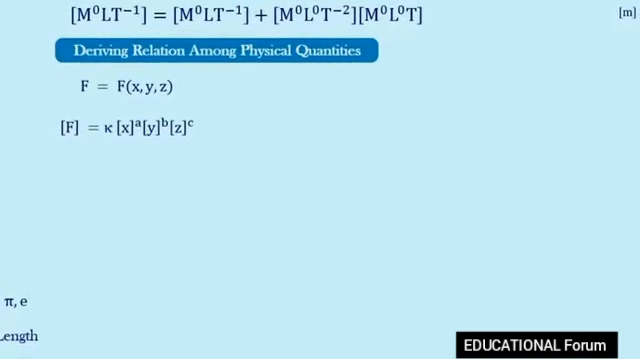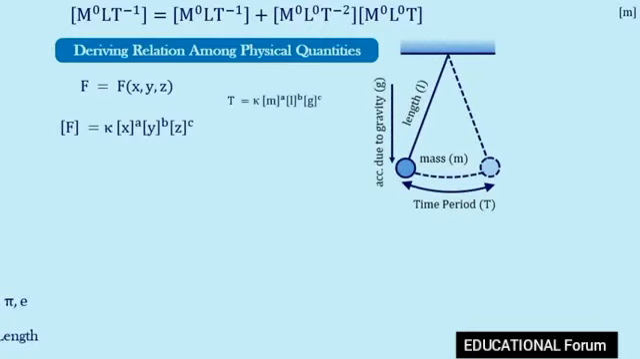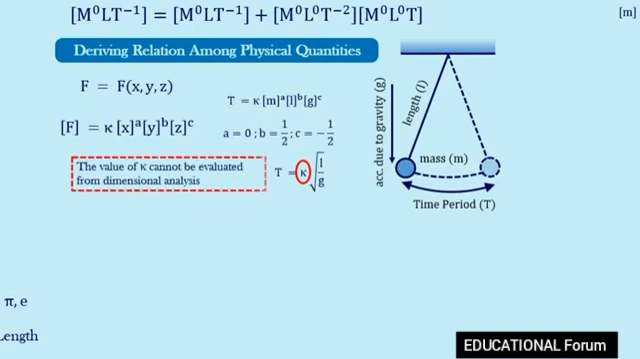To elaborate, let us obtain an expression for the time period of a simple pendulum. The factors that may affect the time period of a simple pendulum are the mass of the bob, the length of the string, and the acceleration due to gravity. We consider a dimensional expression of the time period of the pendulum and evaluate the powers to form the expression. However, we cannot find the constant factor appearing in the final expression. We know its value is 2 pi, which can be found from experimental analysis.